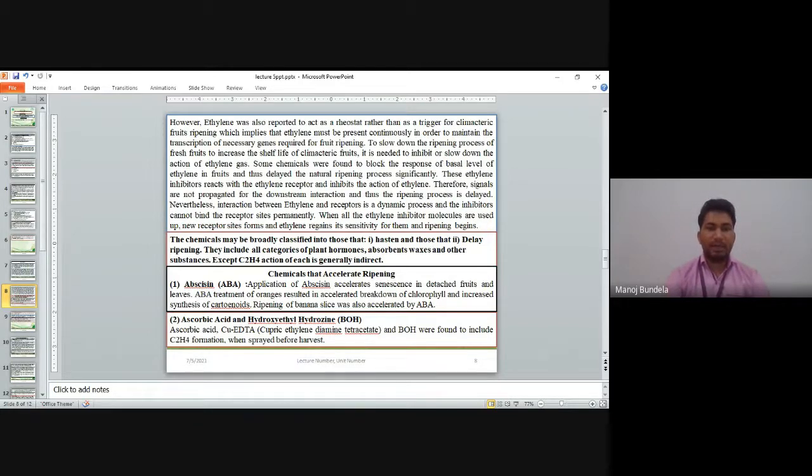Ascorbic acid, hydroxyethyl hormone, hydrogen, abscisic acid, EDTA, cupric ethylene diamine tetraacetate, and BOS were found to induce C2H4 formation when sprayed before harvest.